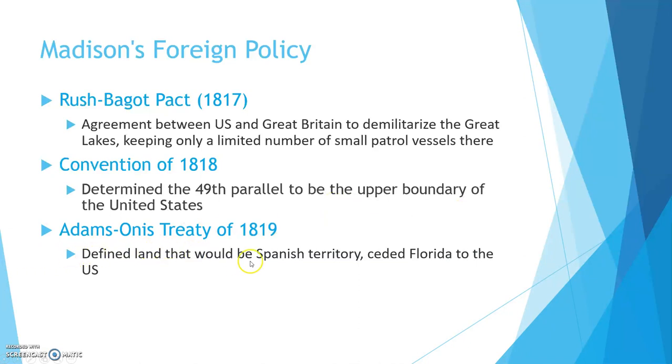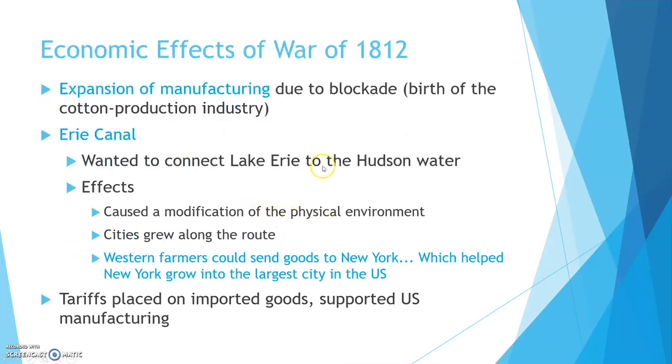Then we have the Adams-Onis Treaty of 1819, which defined land that would be Spanish territory, and it gave Florida to the U.S. So it's going to be at this point that we get Florida.